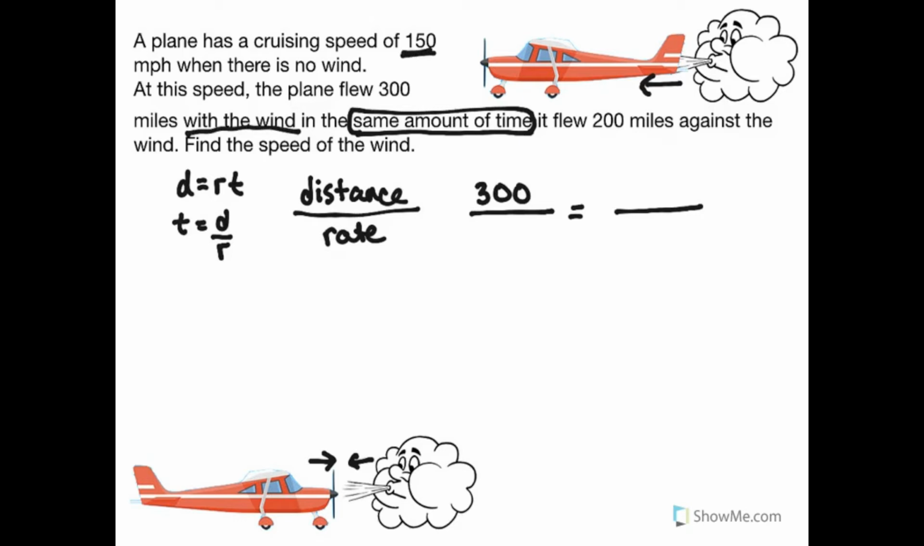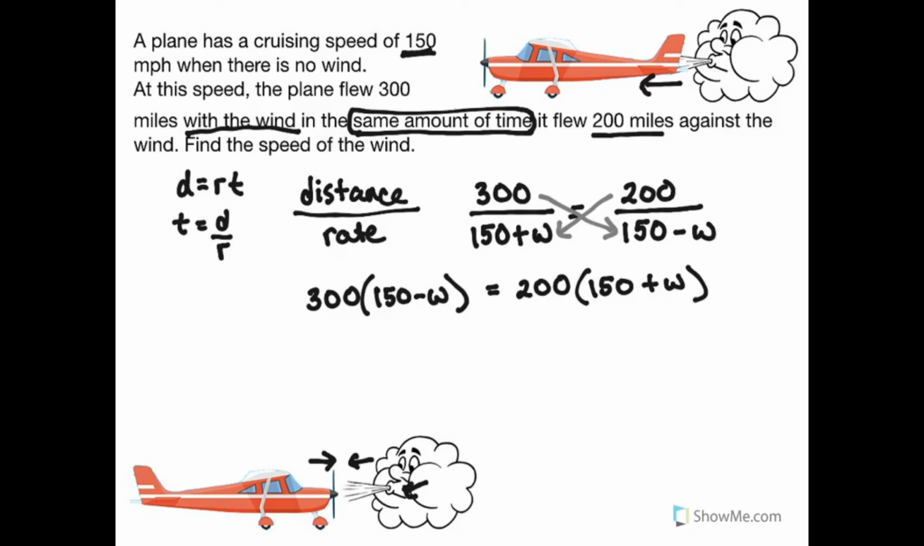So it started out going 150, but the wind was helping it go faster with its wind speed. And so it started going faster. It's 150 miles an hour plus the speed of the wind. Now it flew 200 miles against the wind, so the distance is 200, and the wind speed is now working against the plane. It's subtracting from the 150. So 150 minus the wind is my second part of the proportion. Well, now that we've figured that out, I can cross multiply and solve the proportion.